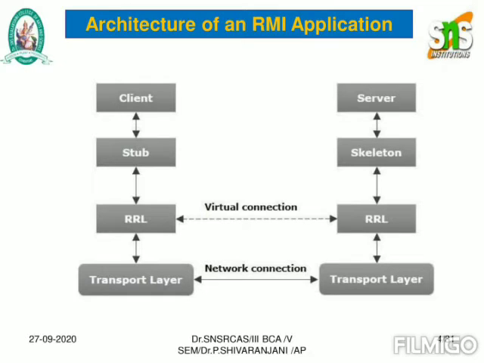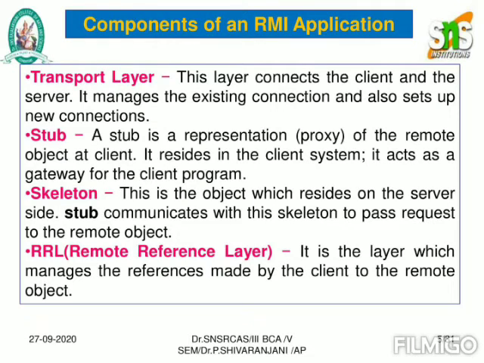Now we'll see the major components used inside RMI applications: the transport layer, stub, skeleton, and RRL. The transport layer helps you connect the client and the server. It manages the existing connection and also sets up new connections. A stub is a representation or proxy of the remote object at the client. It is present in the client system and acts as a gateway for the client program.